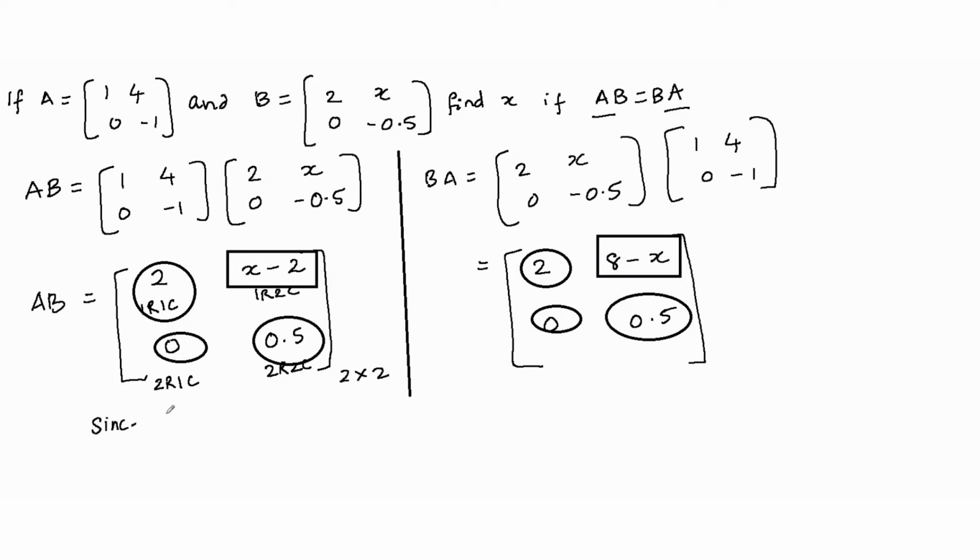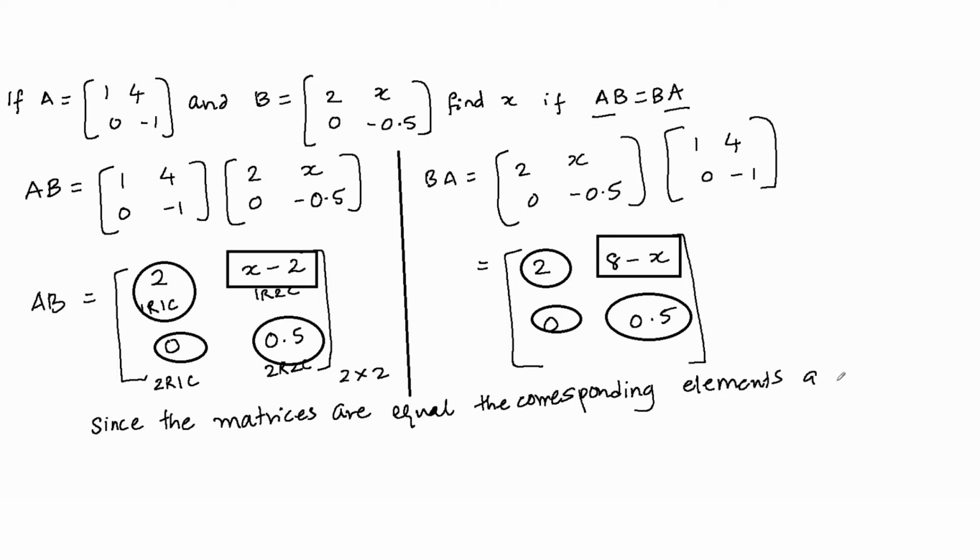So I will say that since the matrices are equal, the corresponding elements are equal. And therefore, I will say that x minus 2 is equal to 8 minus x, which means 2x is equal to 10, and that implies x equals 5. Therefore, the value of x is 5 in this particular question.